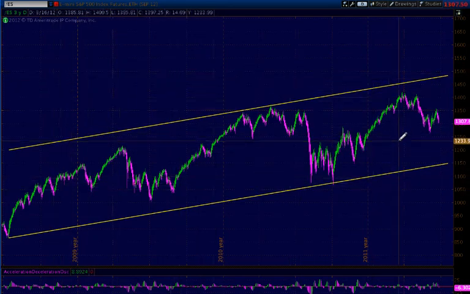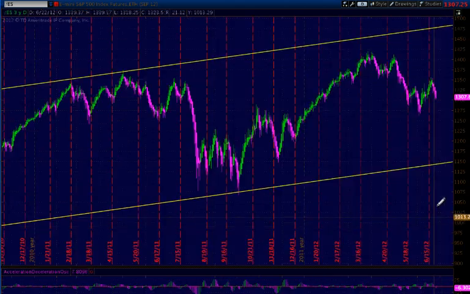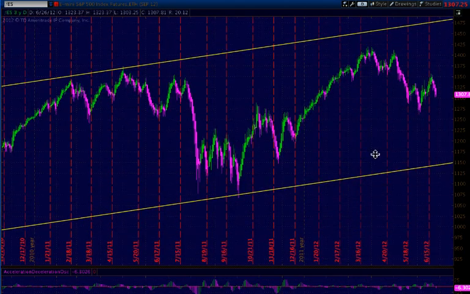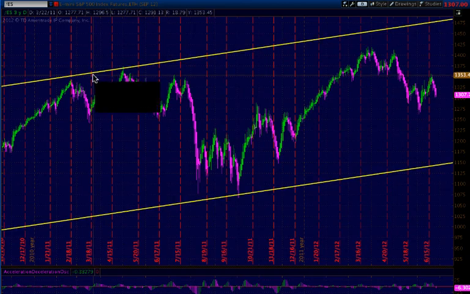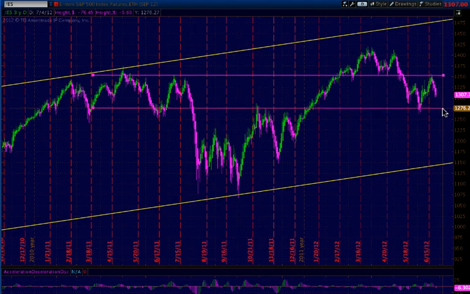Okay, I want to do something very interesting here. Check this out. I'm going to highlight this specific area, and come back here to last summer. Last summer we were in this big sideways mode where we didn't really make a lot of progress. I'm going to take these highs and draw a line across right around the 1350 area. And you can see that that's also where we're smack in the middle of right now.